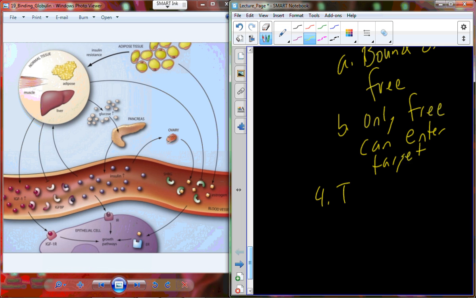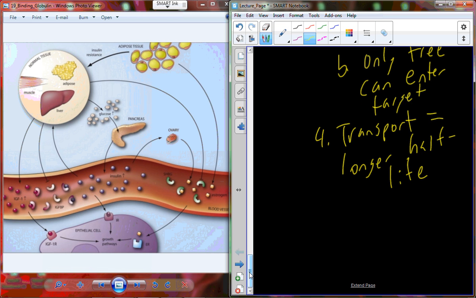Now, another reason to bind up to a transport protein is this actually is going to increase the half-life of the steroid or the thyroid hormone. So the half-life is basically the time that it takes for a given molecule to be eliminated by 50%. So if you have 100 molecules of testosterone, the time it takes to only have 50 molecules left because the testosterone has been converted into a new molecule or has been neutralized or even excreted is going to be the half-life.